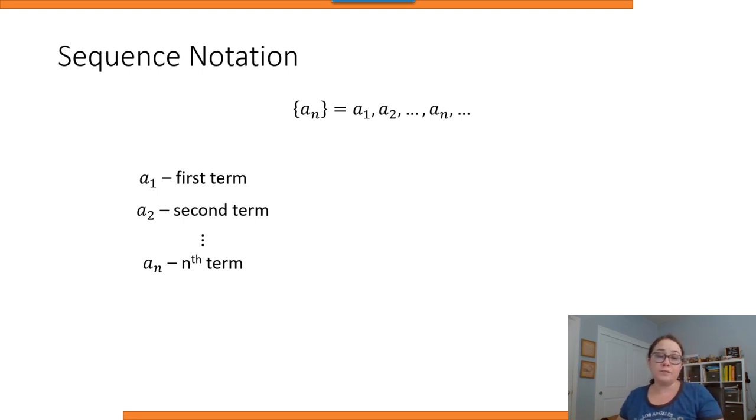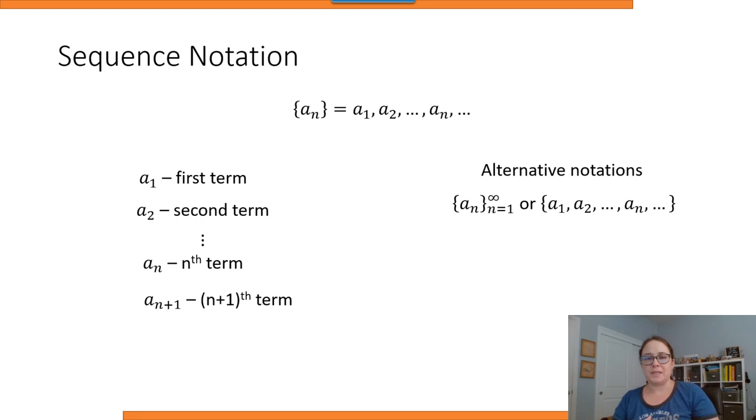The term that comes after the nth term would be a sub n plus 1. And when you're writing these things, make sure you're being careful with the notation. You don't want a sub n plus 1 to look like a sub n, plus 1. So make sure that subscript looks like a subscript when you are writing out these general terms.